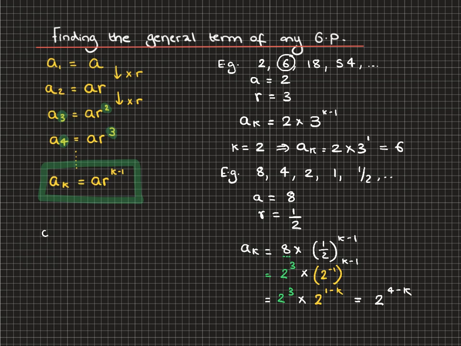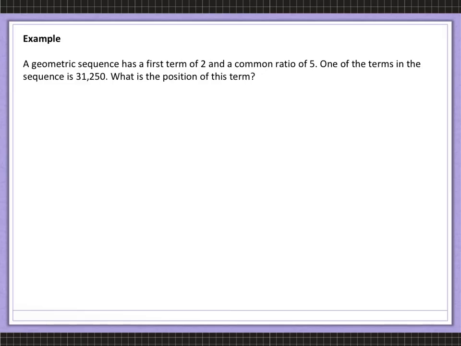Now, let's check that, as we did last time. I'm going to check it with k equals 4. Now, if you recall, that should give me the fourth term in the sequence, which is 1. So let's substitute that into our formula. So ak is 2 to the power of 4 minus k, or 4 minus 4, which is 2 to the power of 0, which is 1. So this checks out again. Let's see whether we can apply this information that we have now just found.